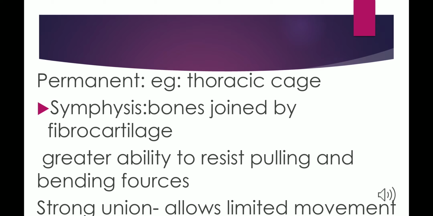So a symphysis is a cartilaginous joint in which the bones are articulated by means of fibrocartilage, and it is a strong joint because the fibrocartilage contains numerous bundles of thick collagen fibers, and it has great stability, and it also resists pulling and bending forces, and although it is a strong joint, it allows limited movement.